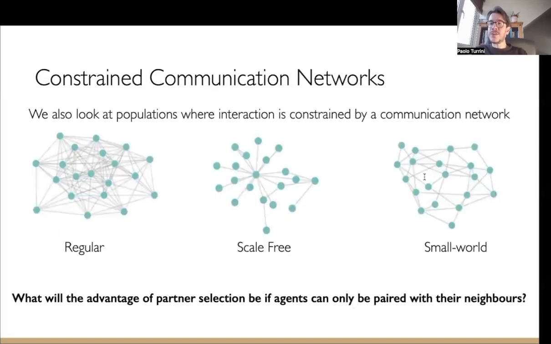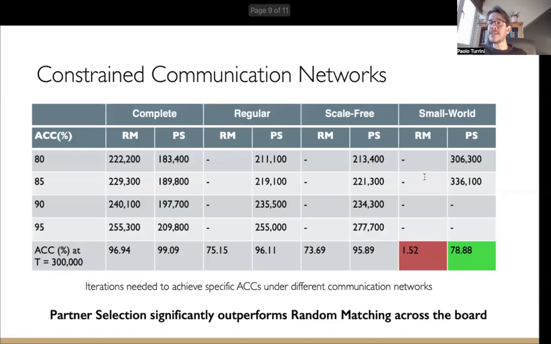We also looked at communication networks that are constrained, reality-resembling graph generation models: regular, scale-free, small world networks, by forcing the agents to only interact with their neighbors. But will partner selection still be good when we already tell agents to only interact with the neighbors? It turns out it's even better. In constrained graph structures, random matching does really poorly.